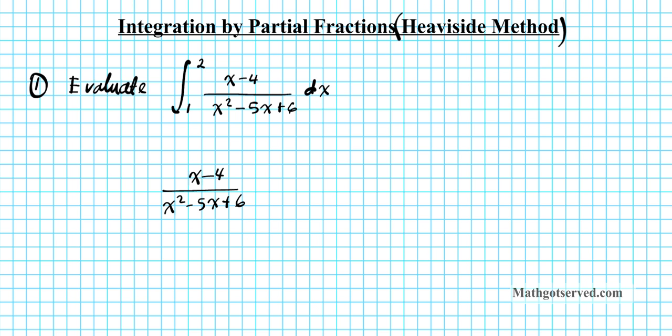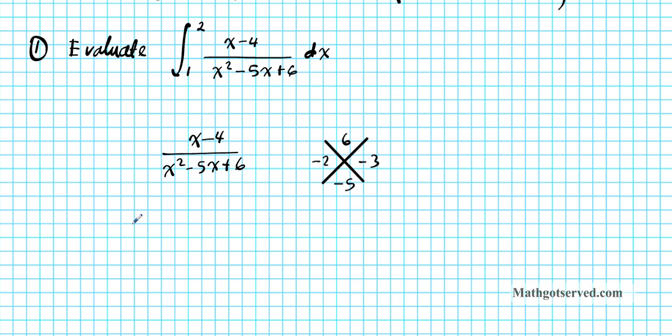Okay, so if we want to factor the denominator, we can use the AC method to factor it. Let's see. AC is 6 and B is negative 5. And then we can see that negative 2 and negative 3 work here. So in the denominator, we're going to have x minus 4 divided by x minus 2 times x minus 3.